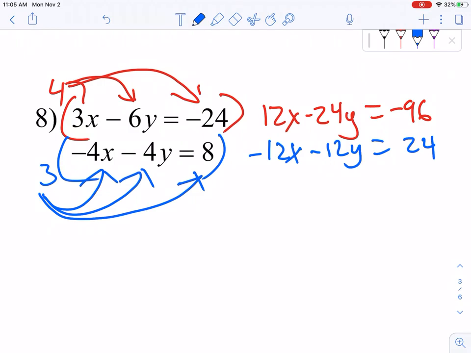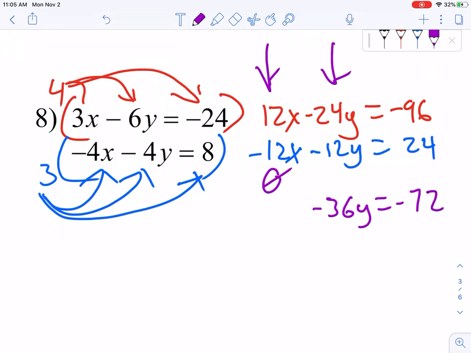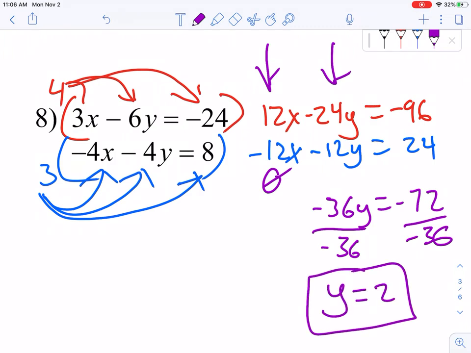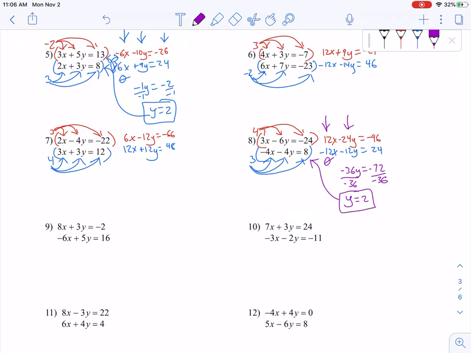From here, I would be able to combine vertically. These would eliminate. These would make negative 36y. And this would equal negative 72. And then when I divide negative 36 to both sides, we can find that y is equal to positive 2. We could take that and then plug it in for x, or plug it in for y to solve for x in any of our equations.